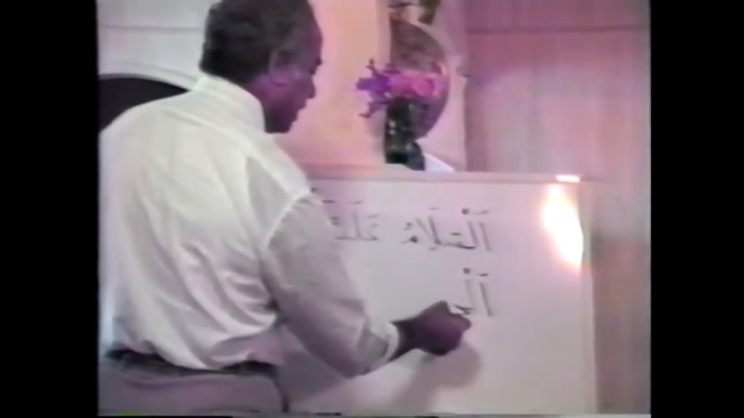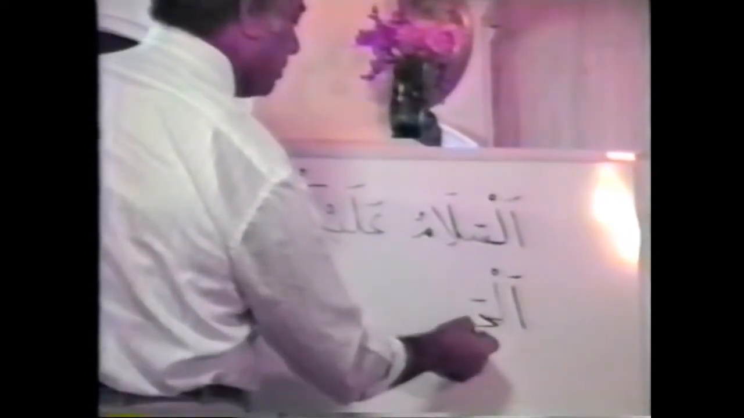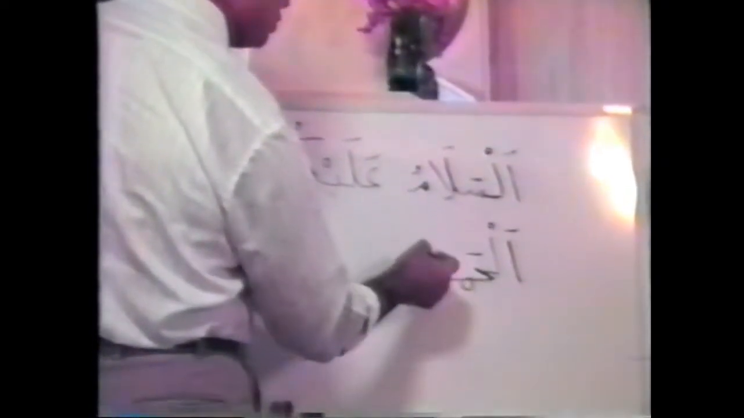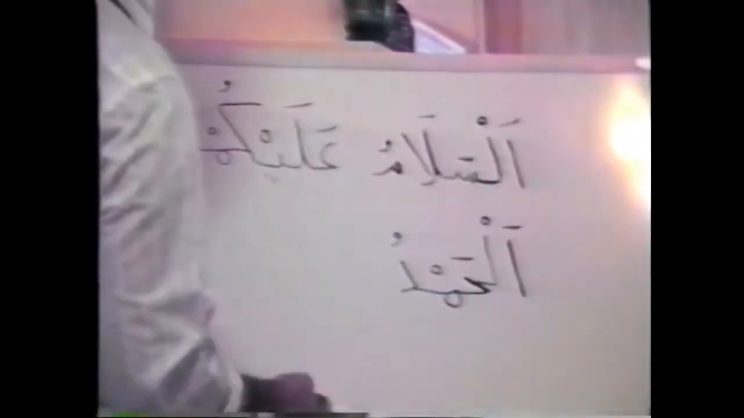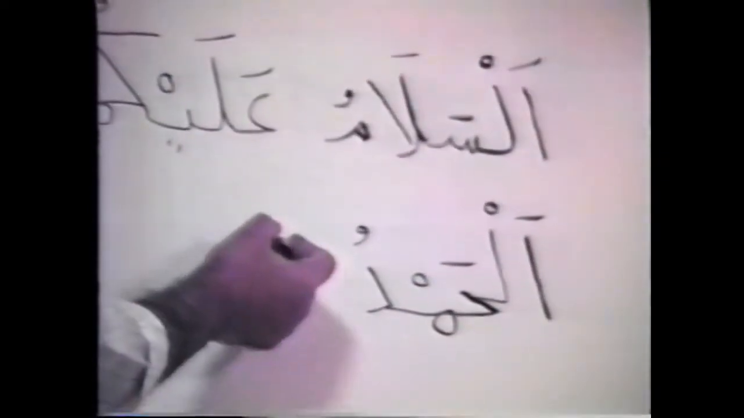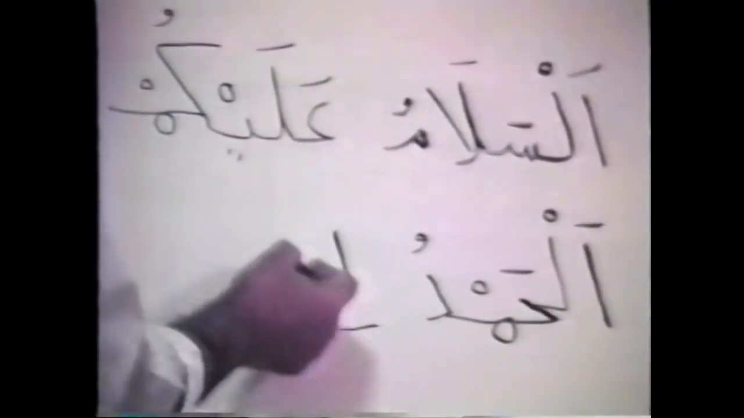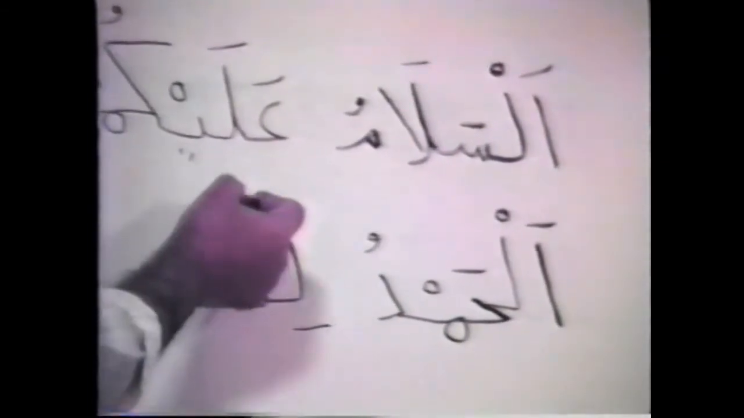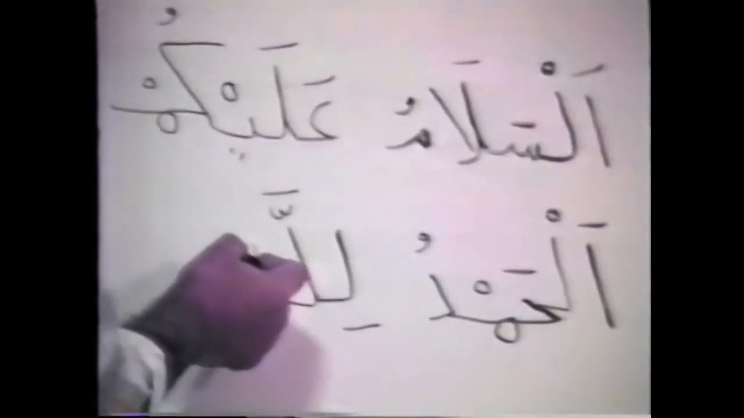Al-ha. This is the ha. This is the mim. Alhamdu. There's the dal with the dhamma. Alhamdu. Lillah. Li. Another lam with a shadda. Lillah. Alhamdulillah. See how easy it is? All you need to do is memorize the alphabet. This is Alhamdulillah.